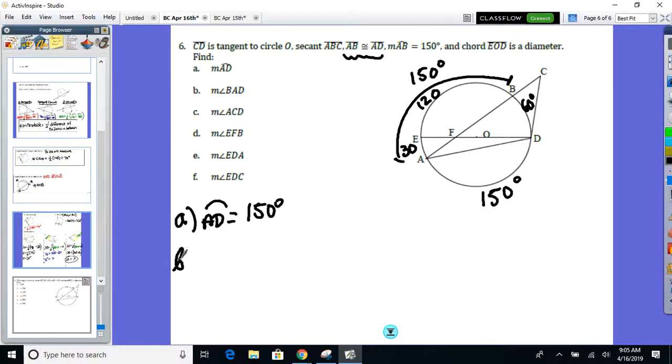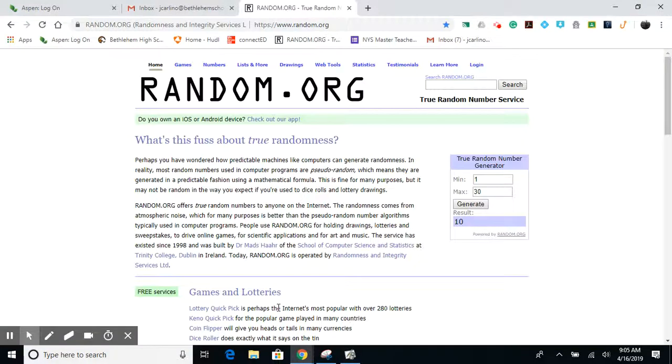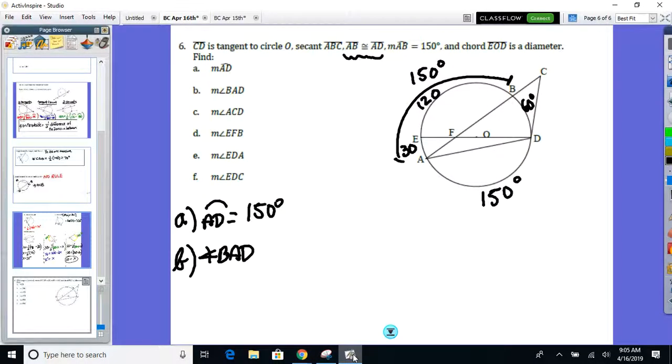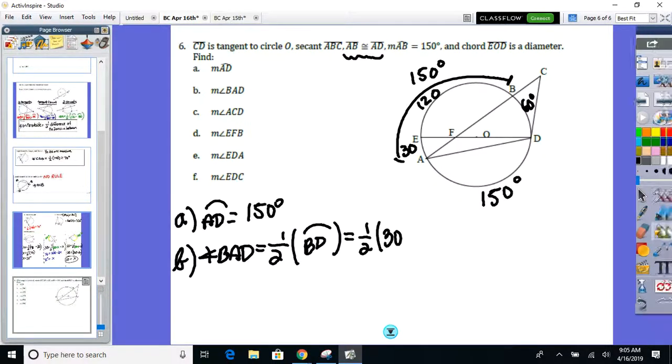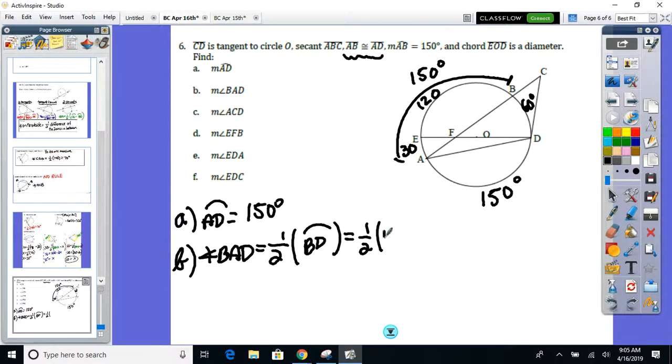All right, here's where we start getting crazy now. Angle BAD. Everyone stop. I got questions to ask. BAD, inside or outside? Inside. So I got three options. Is it central? Inscribed. Got it. So I'm going to take half of which arc here? BD, which is already labeled as 60. So that's going to be 30. Half of 60, which is 30 degrees.